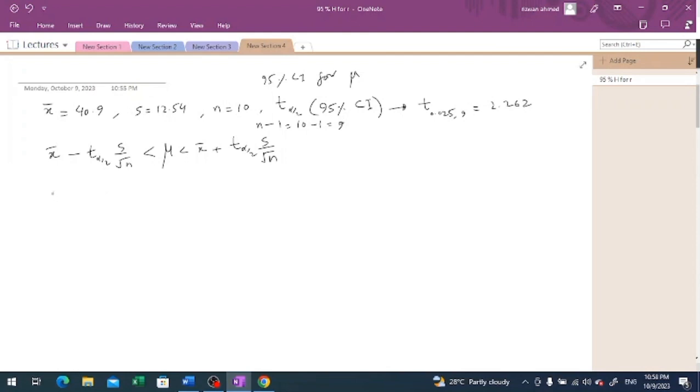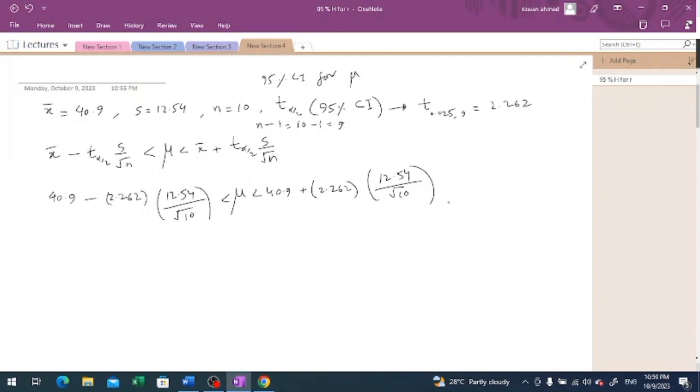Now we make substitution in the formula. 40.9 minus 2.262, then we have standard deviation of 12.54 divided by square root of 10. 40.9 plus 2.262 times 12.54 divided by root 10.